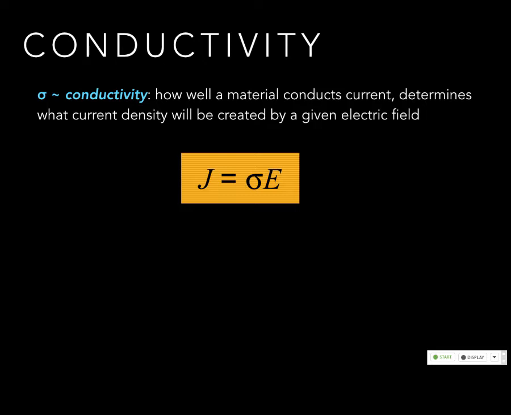What are the units of J? Amps per meter squared. What are the units of E? Newtons per coulomb, volts per meter. Okay, conductivity is going to have some fun units.